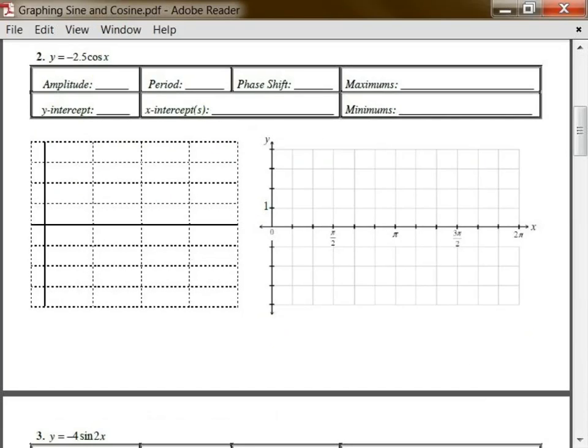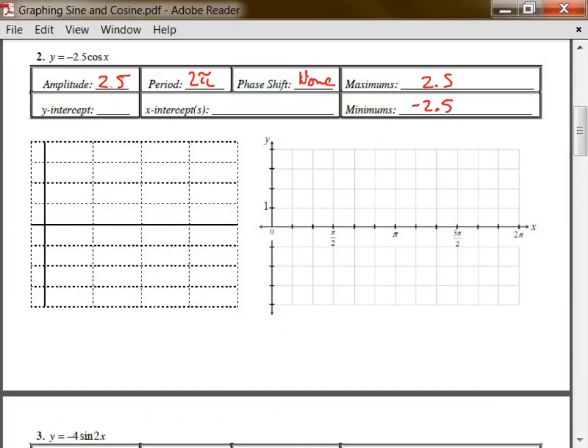This function has no period change. The amplitude actually is 2.5. I'm not including the negative. The negative tells me it flips, but the amplitude still remains 2.5. There's no phase shift. You could write none or 0, I guess. The maximum is going to be at 2.5, and the minimums are going to be at -2.5. That's the y values at those points.